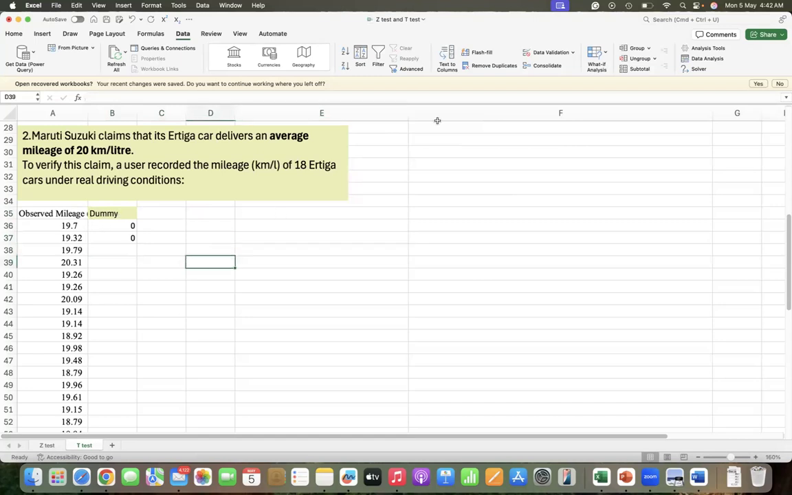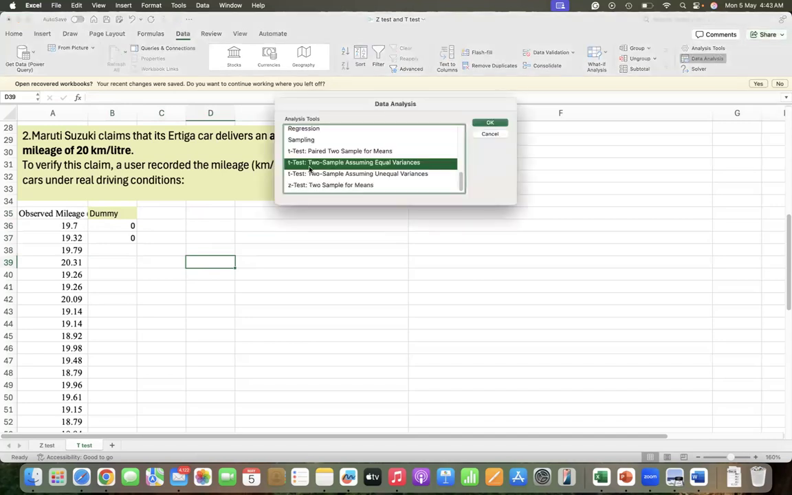If this data analysis is not showing in the data tab, you can go to options, and then there will be an option of add-ins, and then you can add data analysis from there. So we are using t-test two sample assuming equal variances. In this t-test, there is an assumption that variances of the two groups should be equal. So we are assuming that we fulfill that condition and we are using that test.